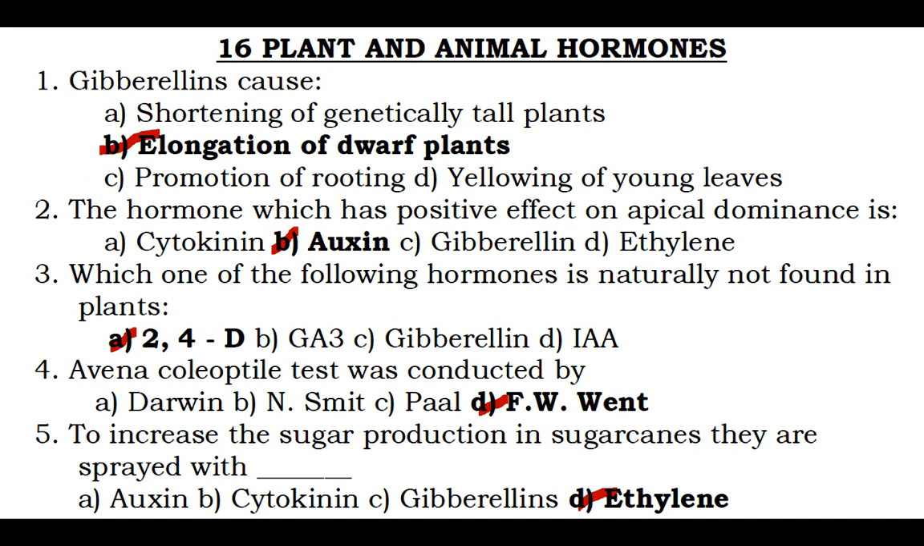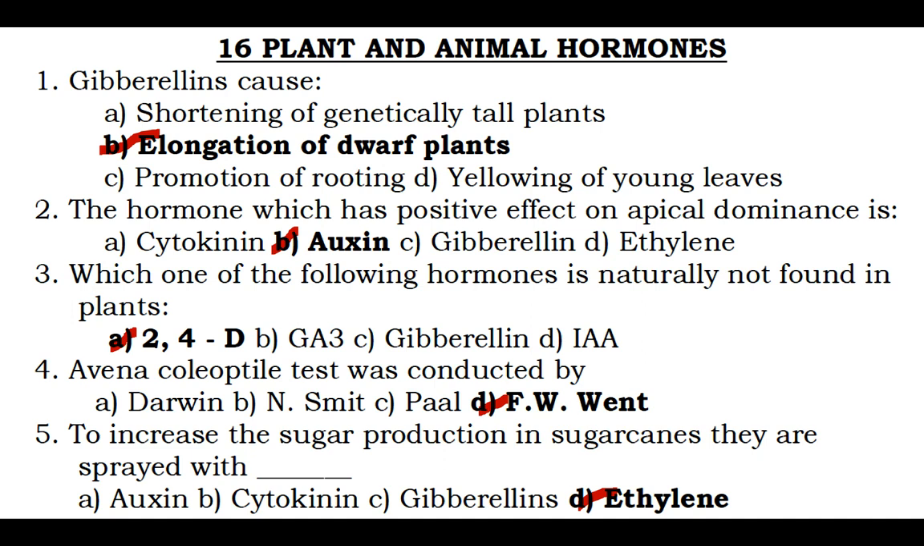16th lesson, plant and animal hormones. First question, gibberellins cause? Option B, elongation of dwarf plants. Question number 2, the hormone which has positive effect on apical dominance is option B, auxin. Question number 3, which one of the following hormones is naturally not found in plants?